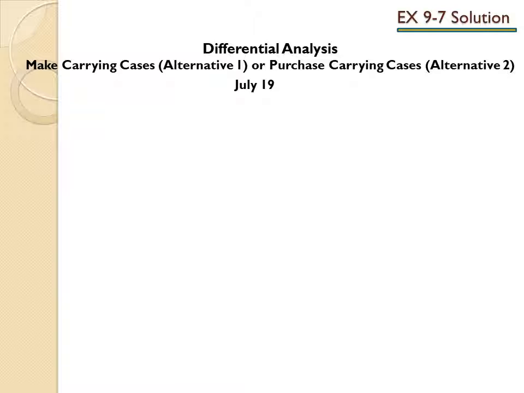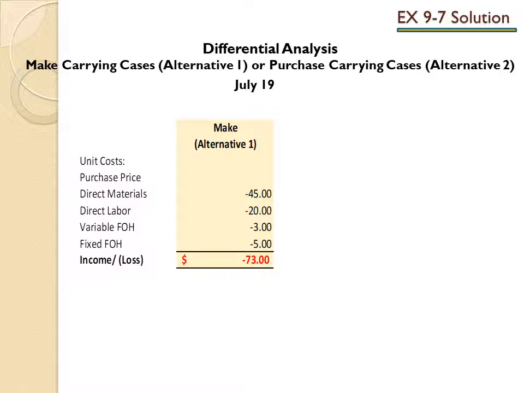Are we all set? Let's answer EX9-7 of Jupiter Computer Company. So there are two alternatives. Under alternative 1 is to make the carrying cases, and under alternative 2 is to purchase the carrying cases. Let's examine first alternative 1. If we were to make the carrying cases, we will incur the following costs.